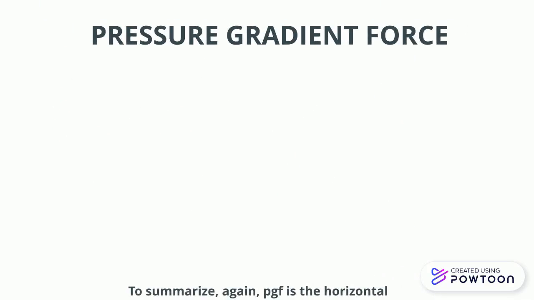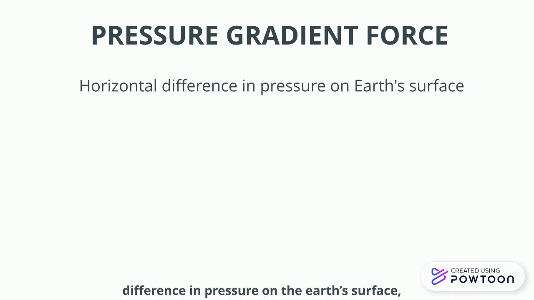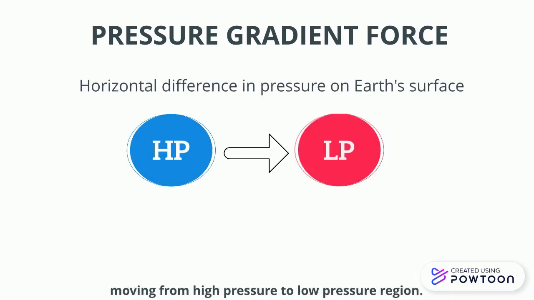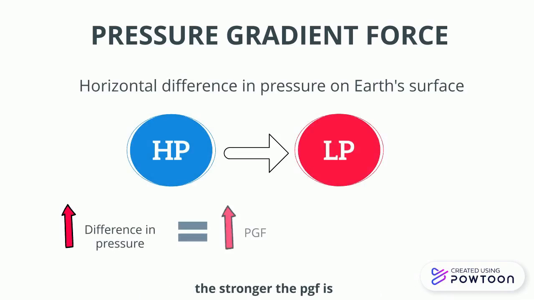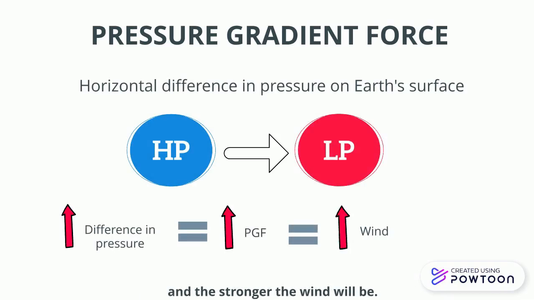To summarize, again, PGF is the horizontal difference in pressure on the Earth's surface, moving from high pressure to low pressure regions. The greater the difference in pressure, the stronger the PGF is and the stronger the wind will be.